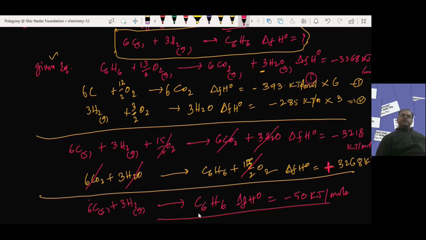So the standard enthalpy of formation of benzene has been calculated from its elements, using the standard enthalpy of formation of carbon dioxide and water. From this, Hess's law of constant summation of heat is proved. So for the formation of 1 mole of benzene, C6H6, from carbon and hydrogen, the standard enthalpy change is -50 kilojoules per mole.